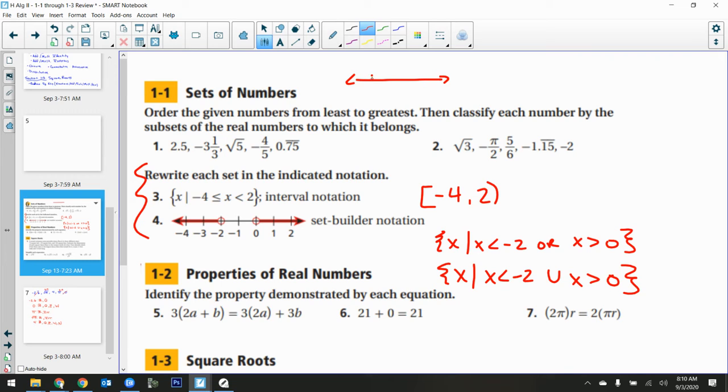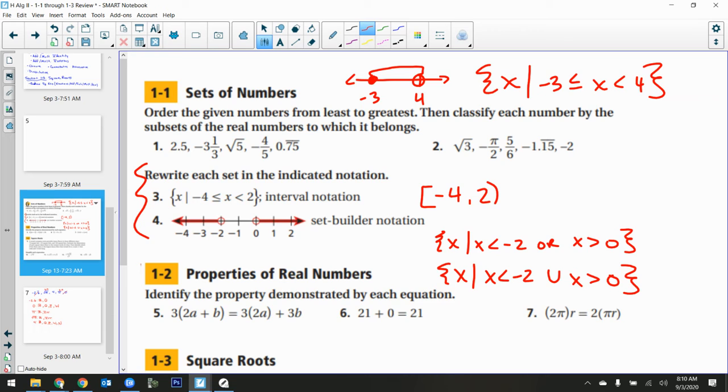If I've got a number line here, negative 3 to 4, right? It's maybe a closed dot and an open dot. We would say the set of all numbers x such that negative 3 to 4. That makes sense?